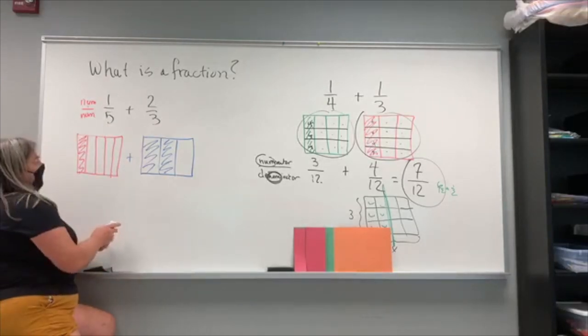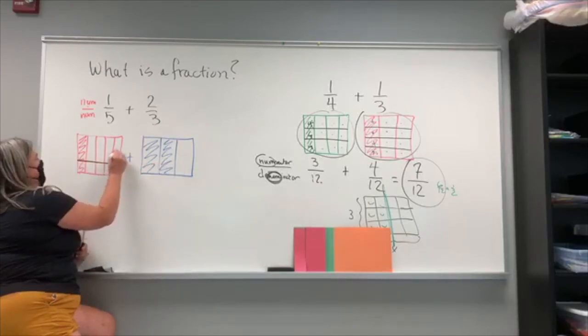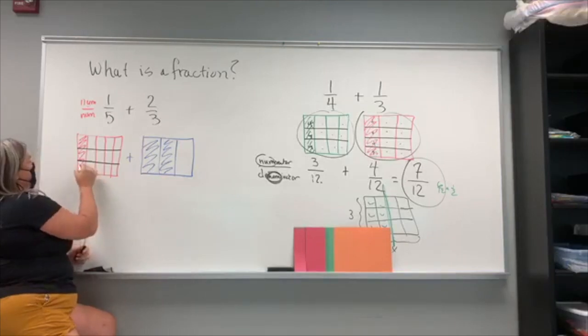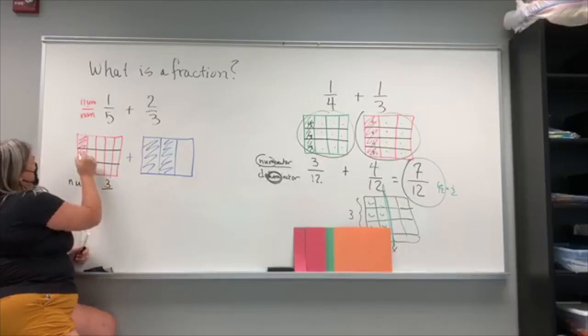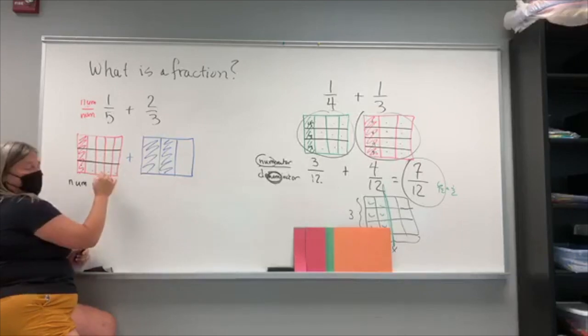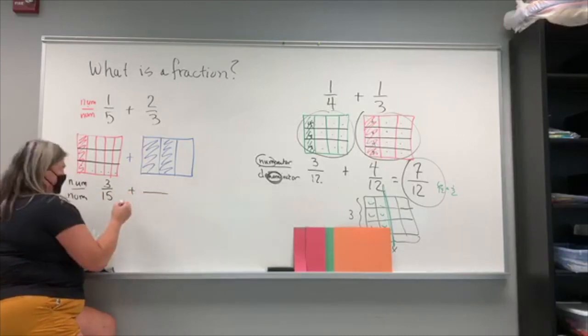Let's see. If we split this into 3 parts, let's see what we have here now. So we have 1, 2, 3. That's the Noom. So we have 3. And how many are there? 1, 2, 3, 4, 5. And there's 3 rows, so that's 15.